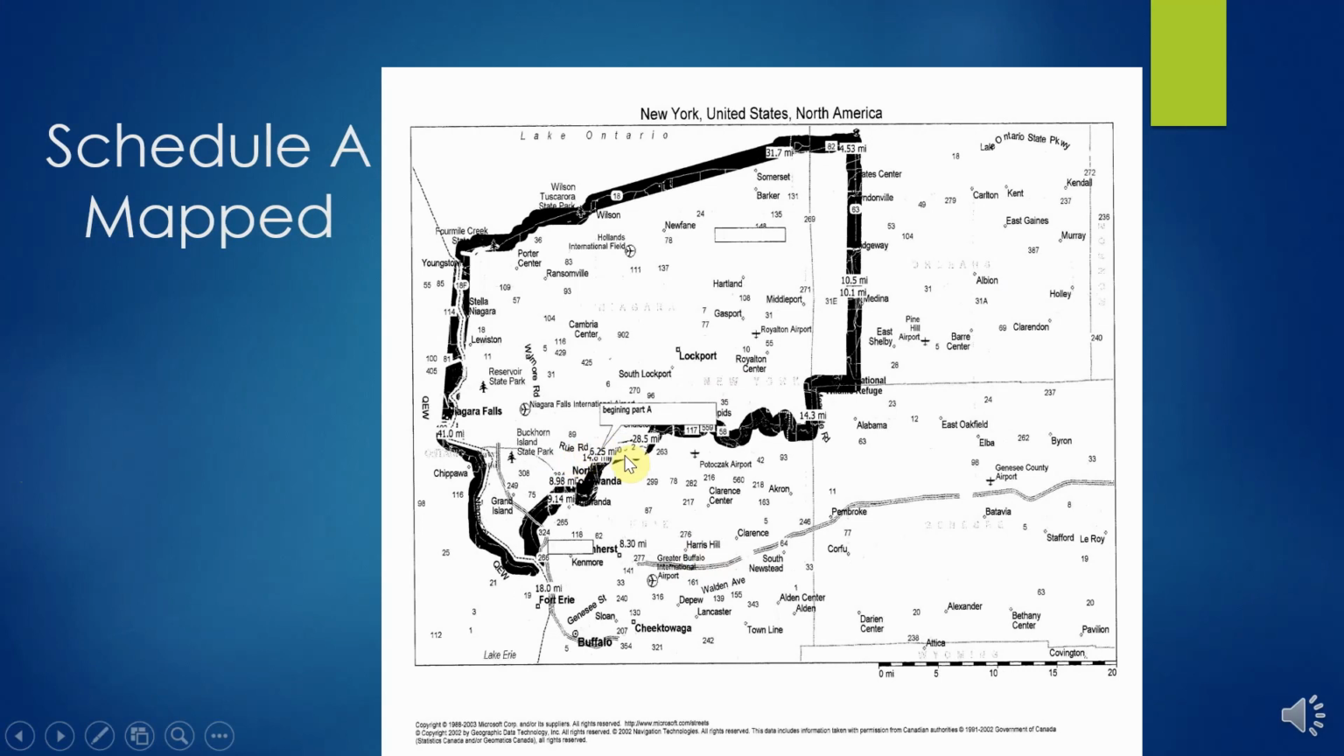Back to our contract, Schedule A. Because this is from 2004, we get a nice black and white copy of what this territory looks like on a map. Let's move on.